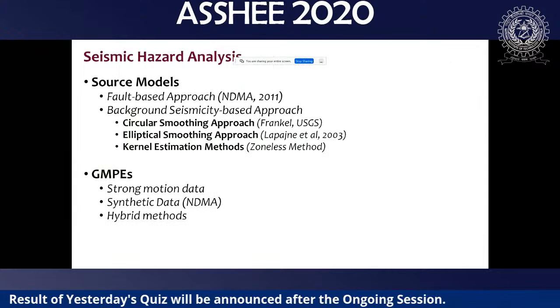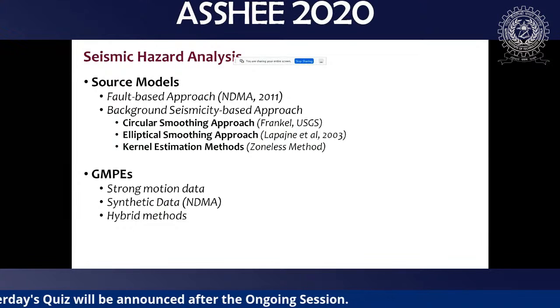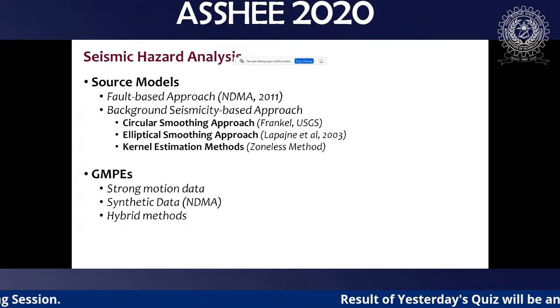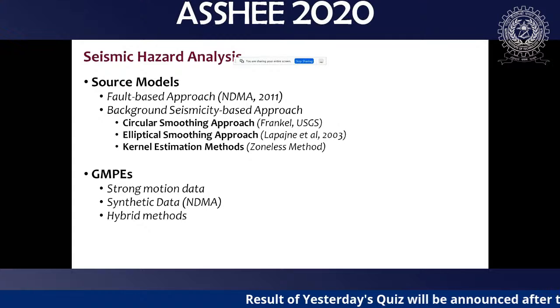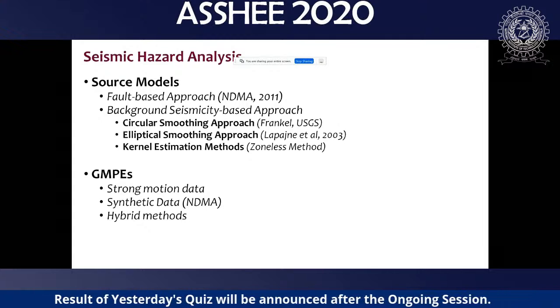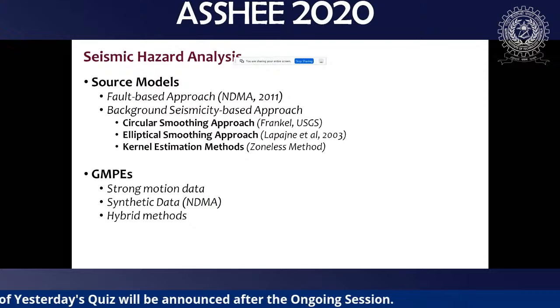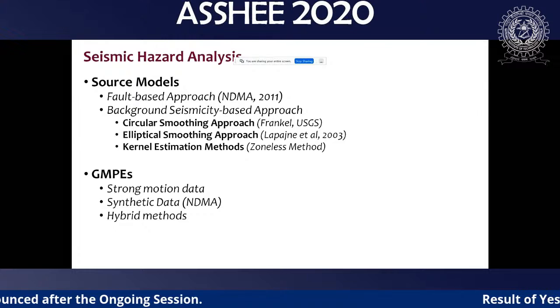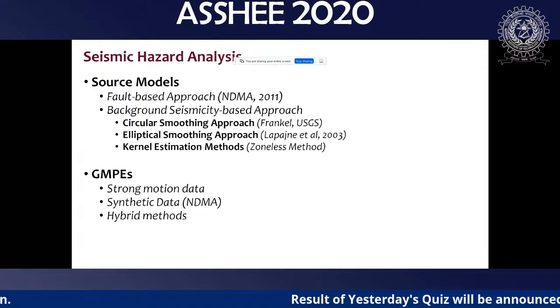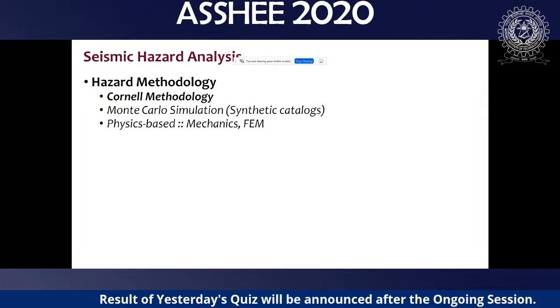Now once we have the GMPEs, the recurrence relations, and the background seismicity, we proceed to develop our hazard curves. As I already mentioned, we did it with several methods: fault based, circular, elliptical, and the kernel estimation method, the zoneless method, which was also available, along with GMPEs. We have a combination of strong motion data in the Himalayas and IGP, synthetic data in central India, and the hybrid methods for peninsular India. So we tried all combinations.